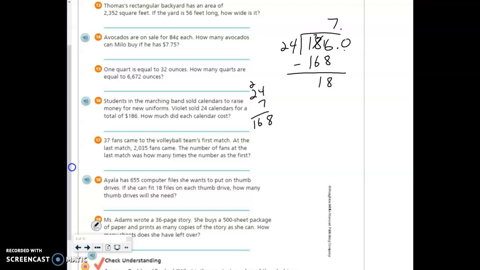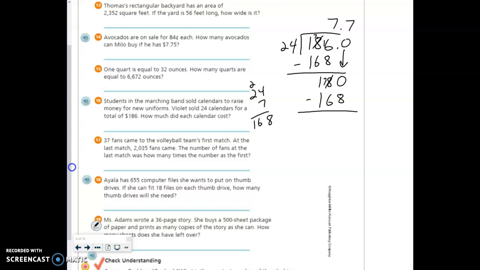I want to deal with decimals, so I'm going to add a 0 placeholder and bring it down. That does not change my number at all. It doesn't change what I'm working with here. So now how many times does 24 go into 180? Well, if it went into 168 7 times, that works out nice for me. I can know already that it's a 7. And this answer is going to be the same when I multiply because it's still just 7.